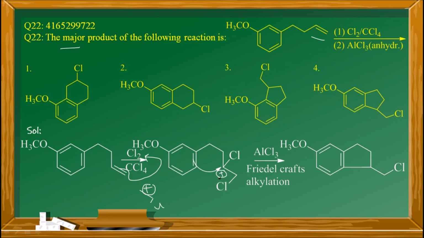It is easy to form this compound, that is, the 5-membered ring is going to be formed as the major product. However, there will be some of this chloro compound too. But the option which is showing this compound is going to be the major product. The 5-membered ring compound is going to be the major product. So option number 4 is the correct option, friends.